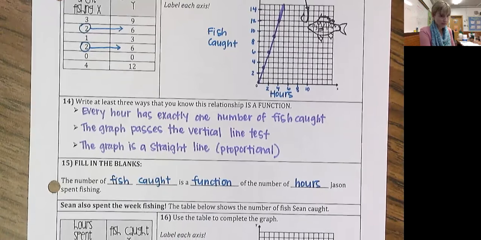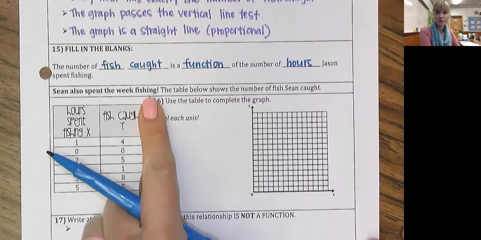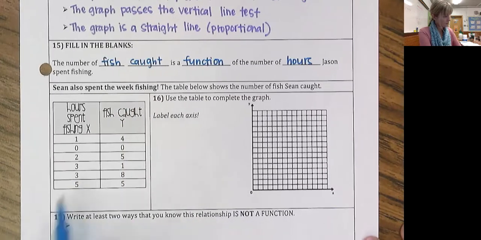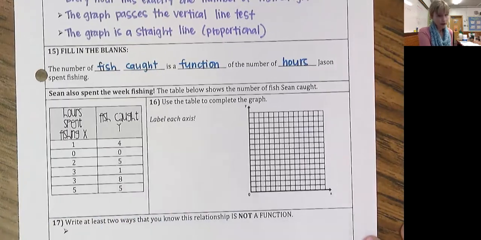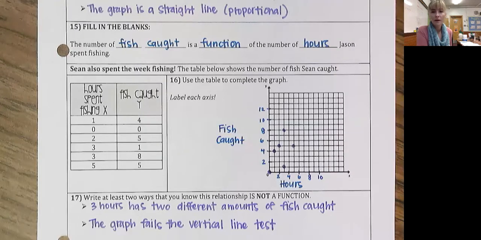Okay, let's try this one more time. Sean also spent the week fishing. The table below shows the number of fish Sean caught. So again, you have a table, make a graph, and then answer these questions. Once again, pause me and make your graph. All right, check it out. Here's your graph. And it says, write at least 2 ways you know this relationship is not a function.